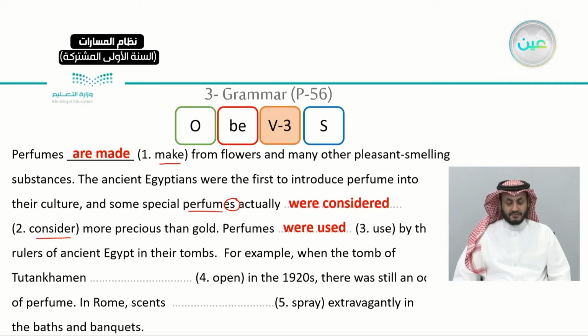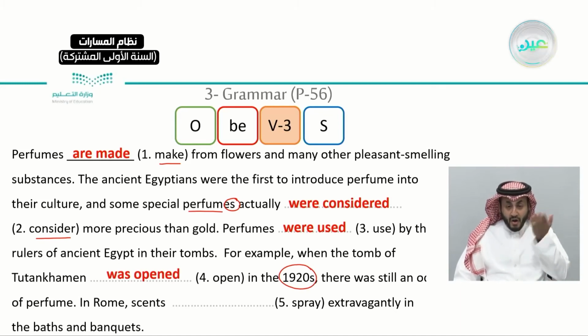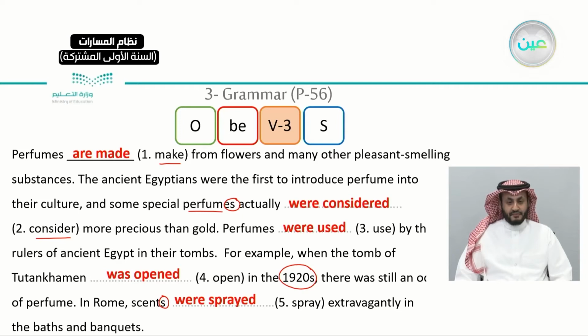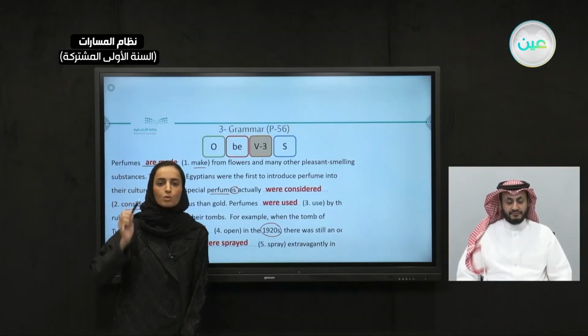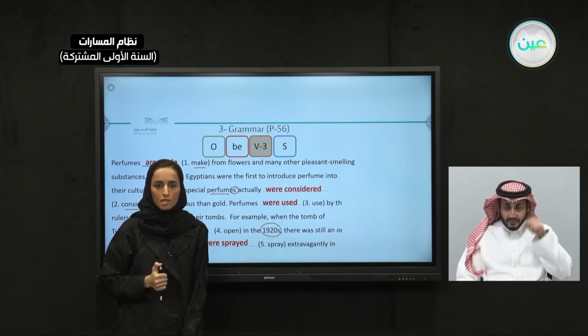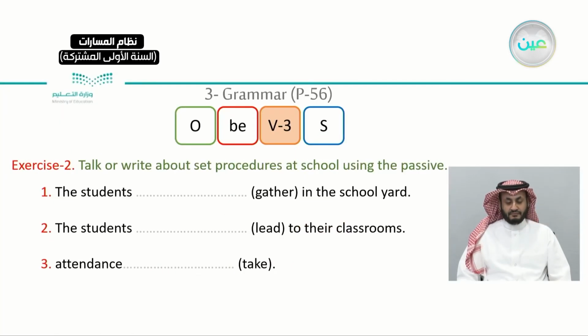For example, when the tomb of Tutankhamun opened in 1920s, past. So it was opened in the 1920s. There was still an odor of perfume. In Rome, scents, we spell scents are more than one, spray extravagantly in baths and banquets. They were sprayed. So all of them, when the sentence in the past, use was or were. Otherwise, present, you will use is or are. Okay, so these they are.